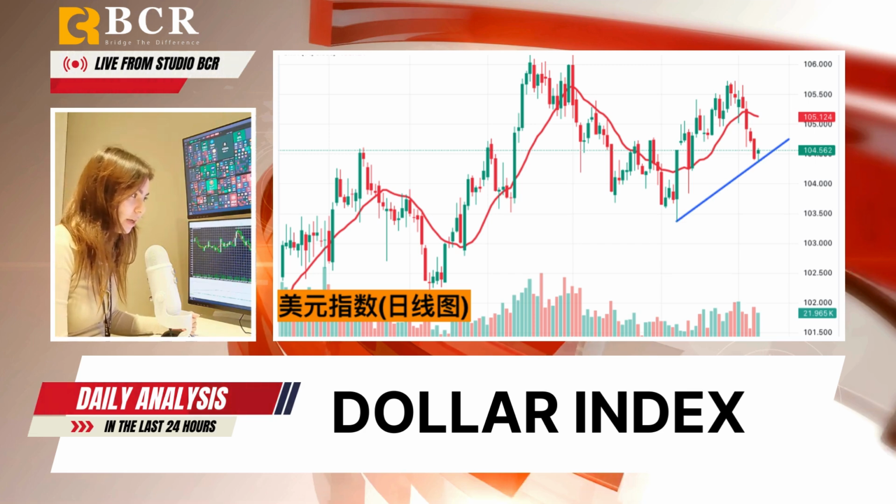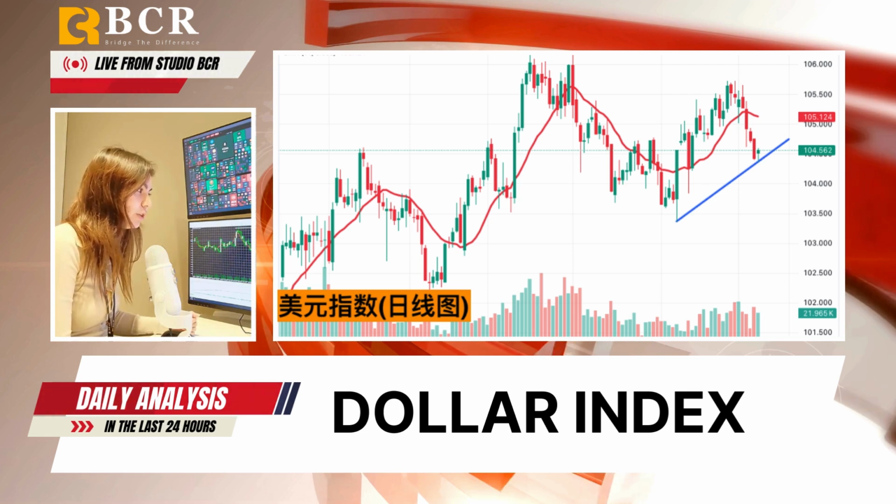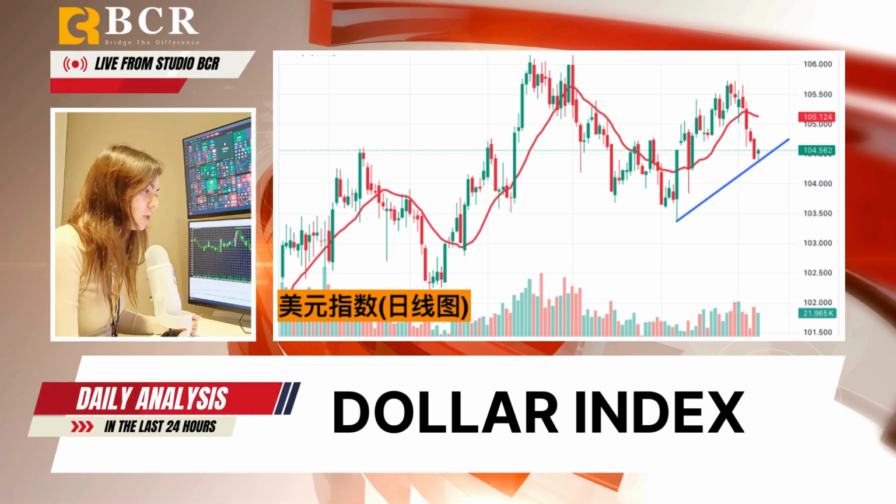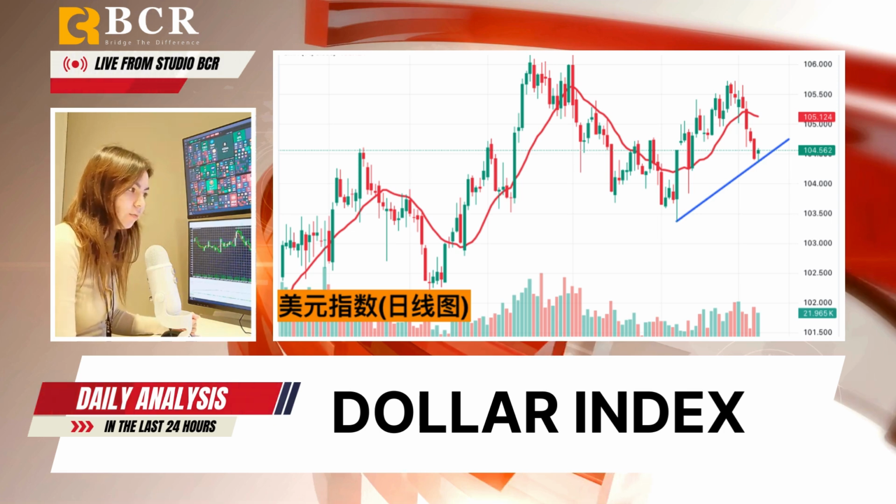Last week, the US dollar index, which measures the dollar against major currencies, saw significant selling pressure after reaching a multi-week high above 106. It closed lower for the first time in 4 weeks, driven by investor reassessment of early rate cut possibilities following disappointing US economic data.